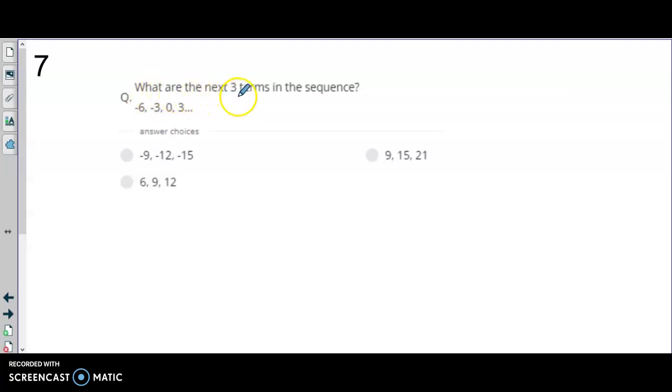What are the next three terms in the sequence? All right, so here's our sequence. We go from -6 to -3 to 0 to 3.